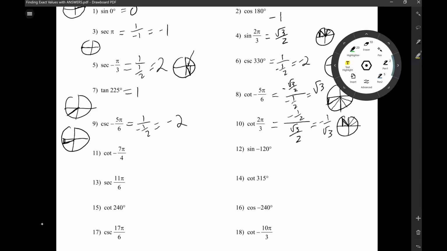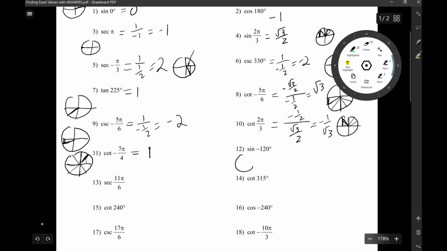Cotangent of negative 7 pi over 4. That would be 1, 2, 3, 4, 5, 6, 7. Or we might have noticed that negative 7 pi over 4 is coterminal with pi over 4. So we could have just gone right there. And cotangent, of course, is cosine over sine. And we know at pi over 4, sine and cosine are the same, so this would just be 1.